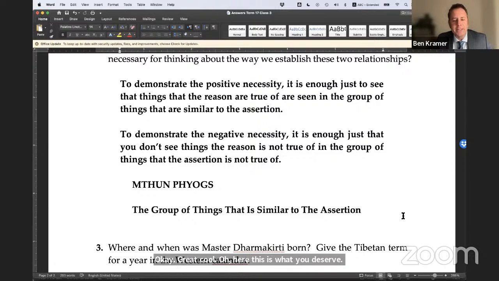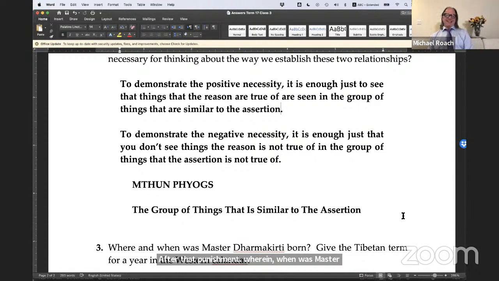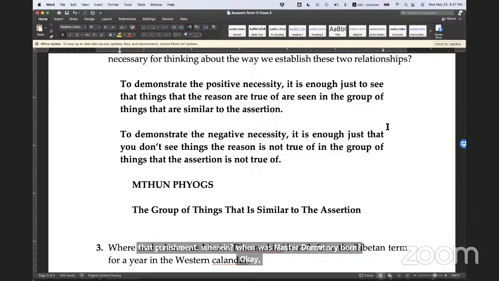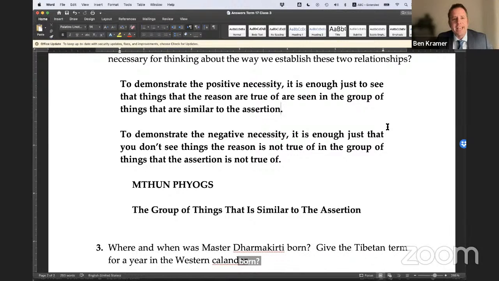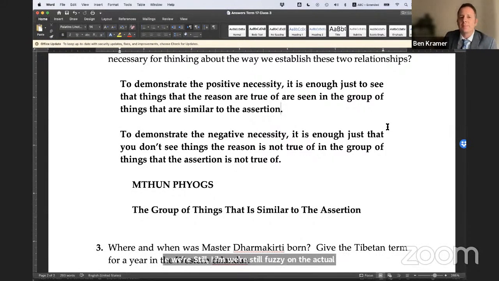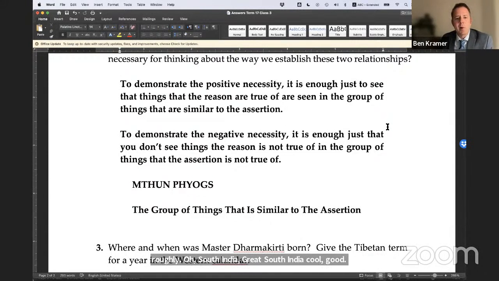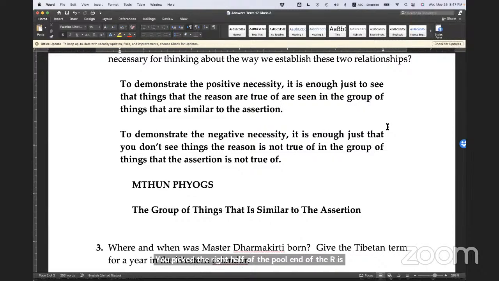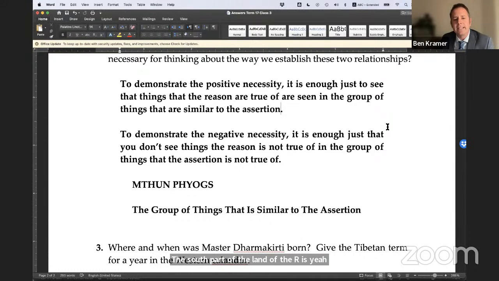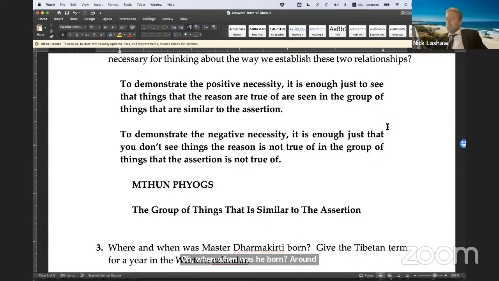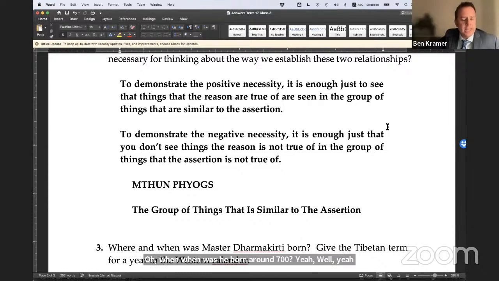Where and when was Master Dharmakirti born? Trimala? Trees? Something like that? I made it easier than that because we're still fuzzy on the actual names of the places, and I'm going to have to study that. So just more roughly. Oh, South India. Great. Cool, good. You picked the right half of the pool. Land of the Aryas. Yeah, the south part of the land of the Aryas. And what's the Tibetan? Oh, when was he born? Around 700. Yeah, that's exactly right.